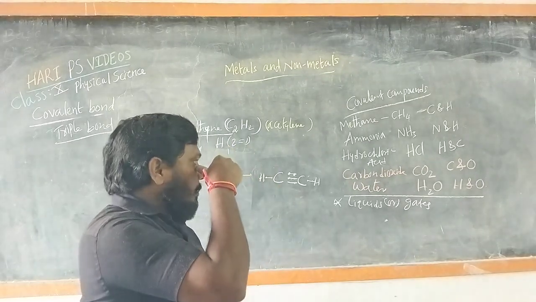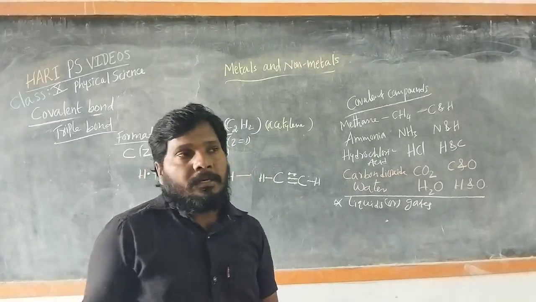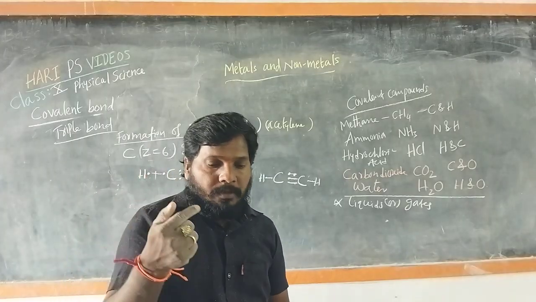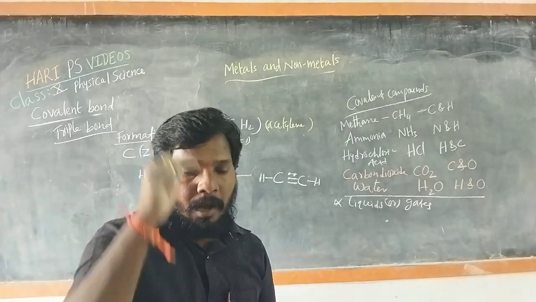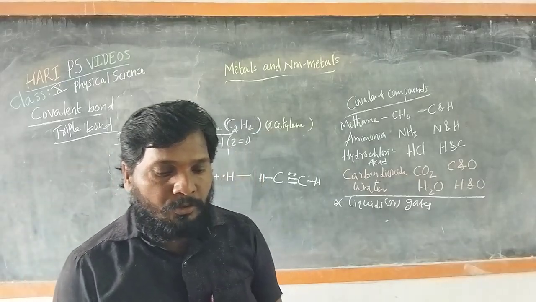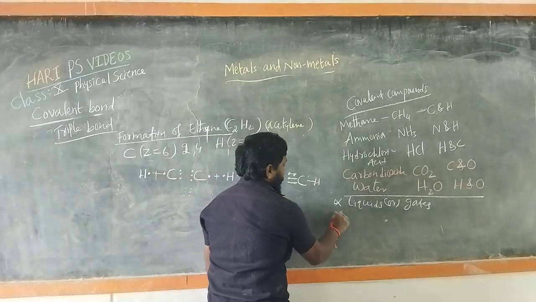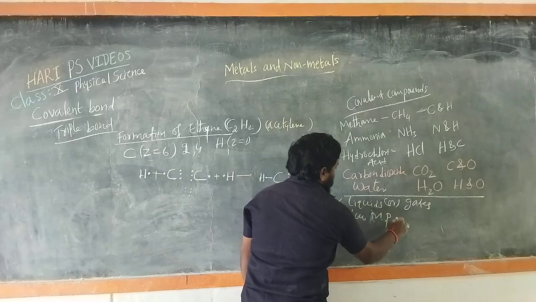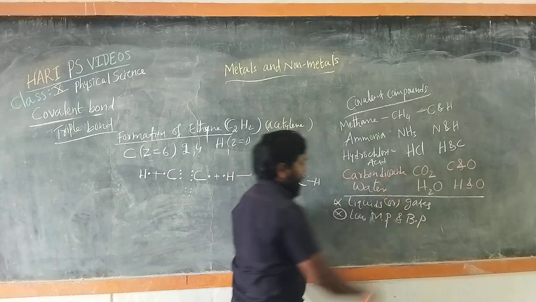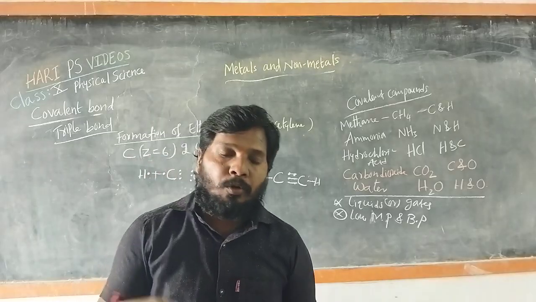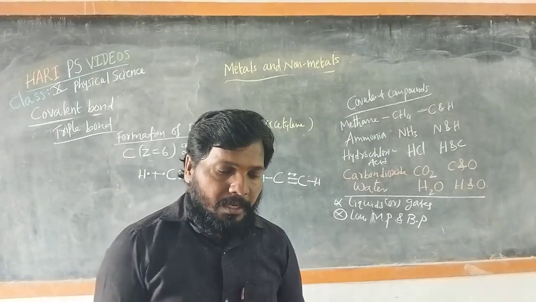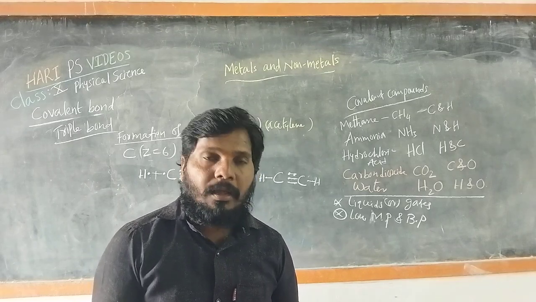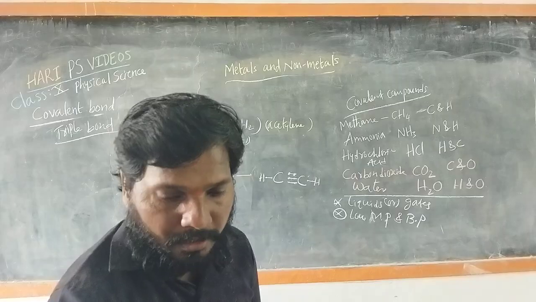Generally covalent compounds are liquids or gases, but urea, naphthalene, salts, sugar are solid covalent compounds. Covalent compounds usually have low melting points and low boiling points. For example, naphthalene has a low melting point of 80 degrees centigrade, and carbon tetrachloride has a boiling point of 77 degrees centigrade.